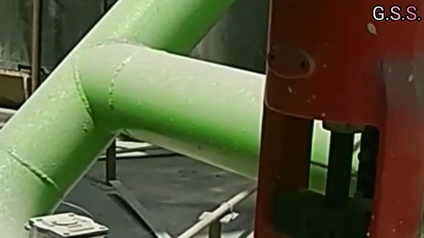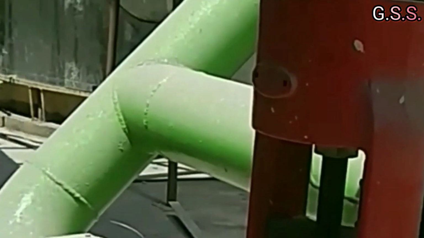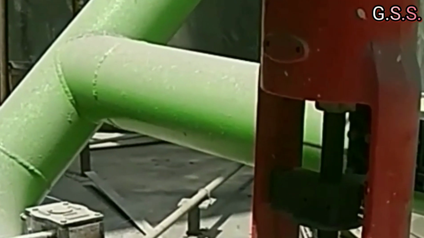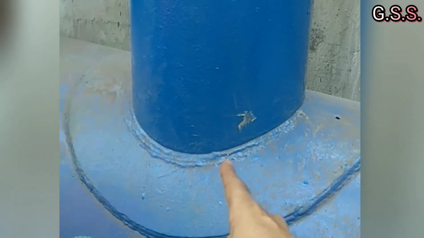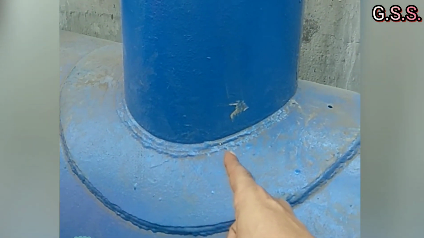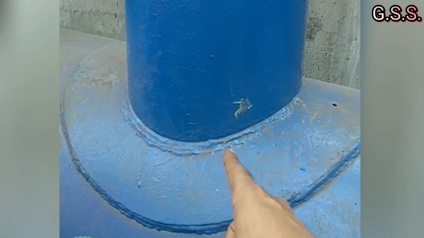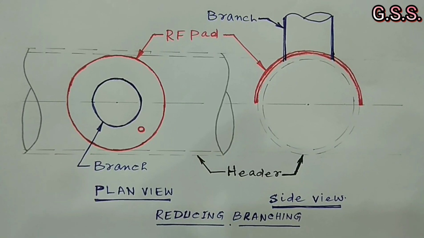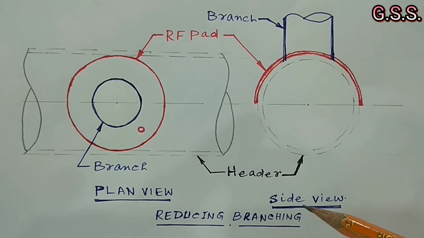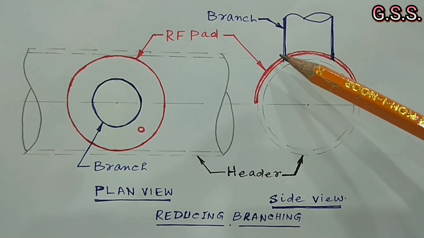This is an unreinforced equal size direct branching for a low pressure cooling water line. This is a reinforced branching with RF pad for a high pressure compressed gas line. This is the plan view and side view of a reducing reinforced branching.